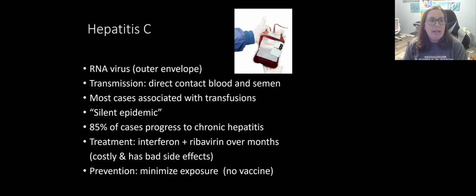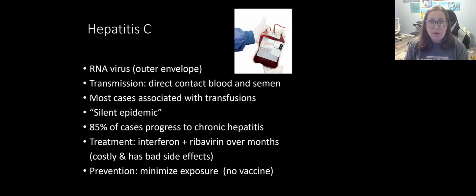The next one we want to look at is the hepatitis C. Hepatitis C is an RNA virus, and it also has an outer envelope. Transmission is going to be from direct contact of blood and semen. This one is also a big deal because it was being transferred through transfusions before we knew what it was. People would donate blood who were infected with hepatitis C, and it would go to the next patient, and it wasn't something we tested for because we didn't know that it was there. We didn't know it was a problem.